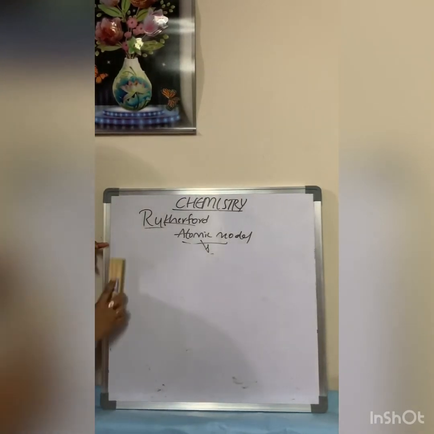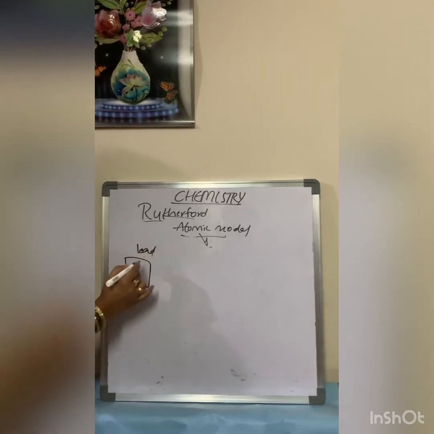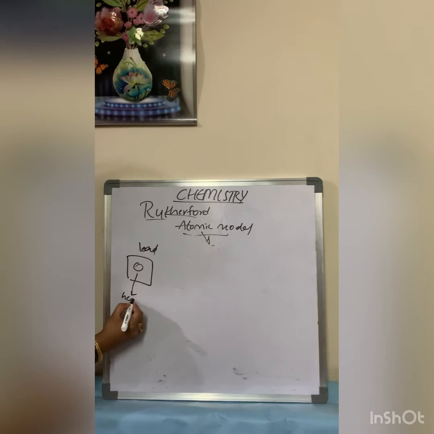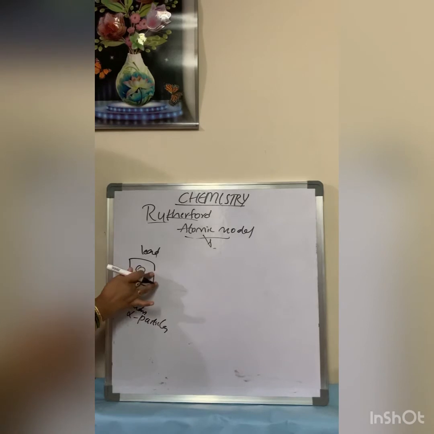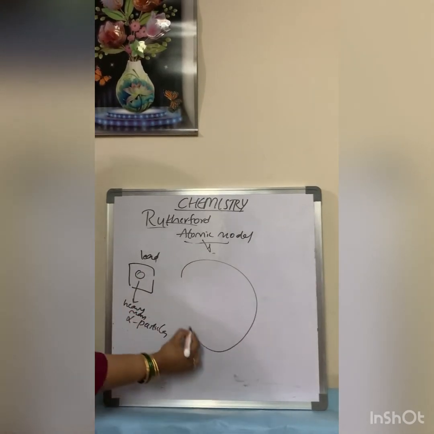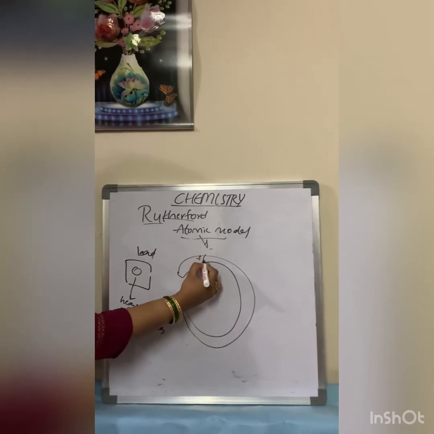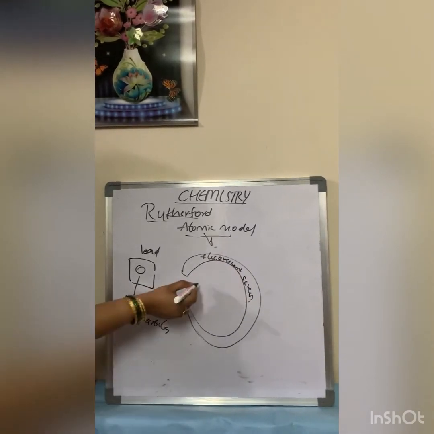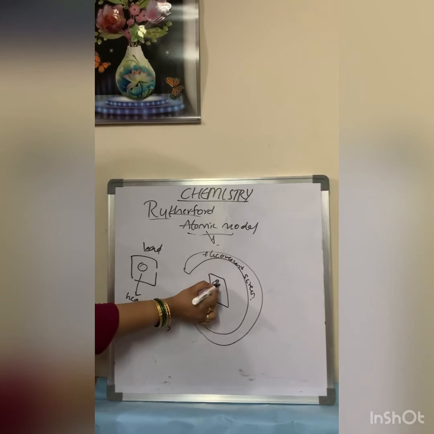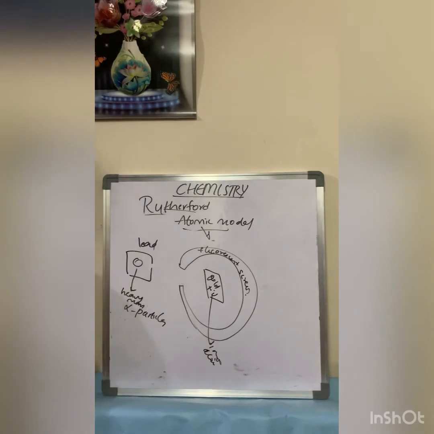In this, what you need to remember is what he used while doing the experiment: a lead container, heavy mass alpha particles with an opening here, a fluorescent screen, and a gold foil containing some 1000 atoms. This you have to remember.